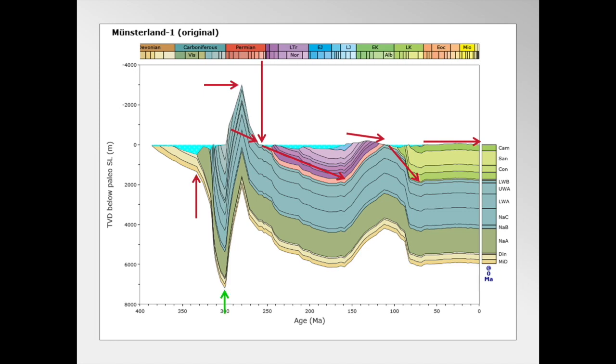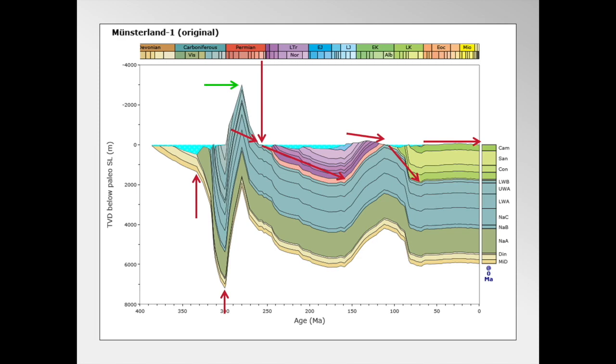The green arrow at the bottom of the slide at 300 MA shows the moment of maximum burial, just as the Foreland Basin began to invert, as the Variscan thrusting moved into the Münsterland 1 location. The timing of this inversion is dictated by the age of the youngest Carboniferous sediment we have allowed to be deposited. As noted earlier, there is an uncertainty of perhaps a few million years in this exact date.